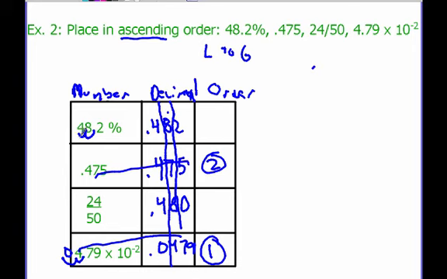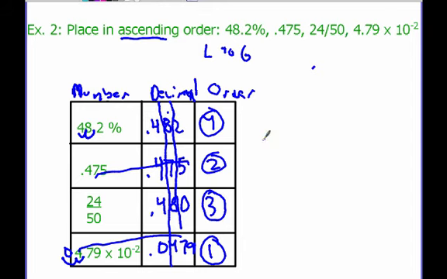So finally, I need to compare between 48.2% and 24 over 50. Well, 2 is bigger than 0, so 24 over 50, that's going to be the third number in my list. It's the third smallest. And finally, 48.2% is going to be number 4 on my list. So my answer is, I want to take these and write them in order using how they were written originally.